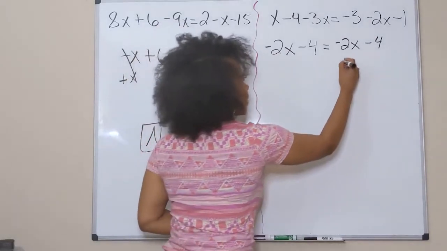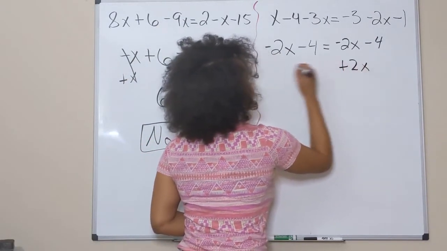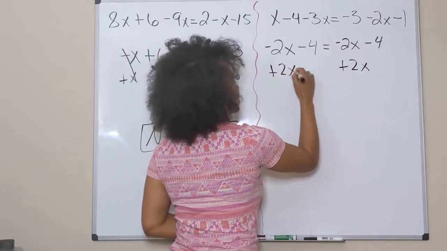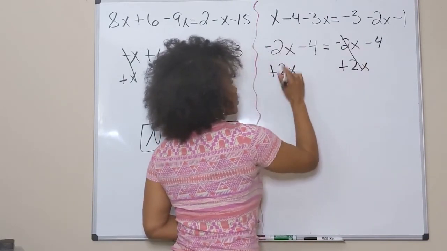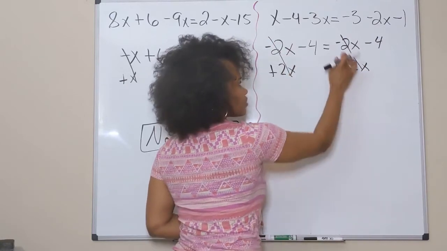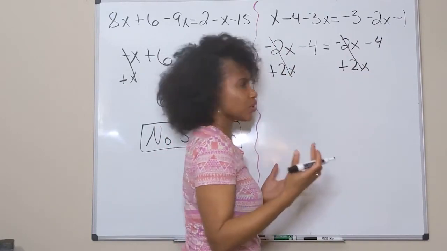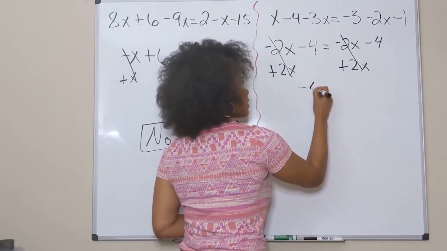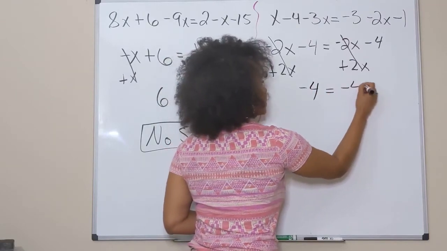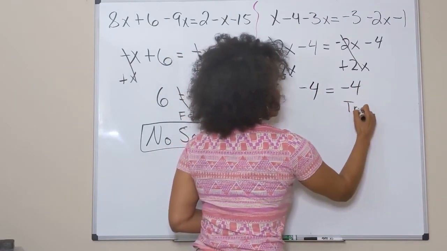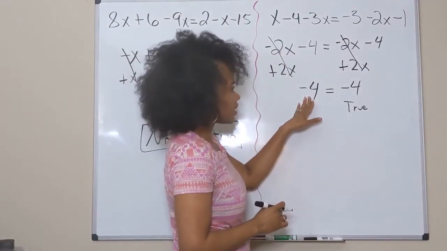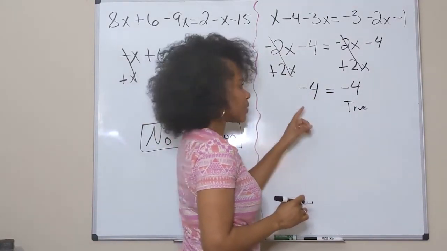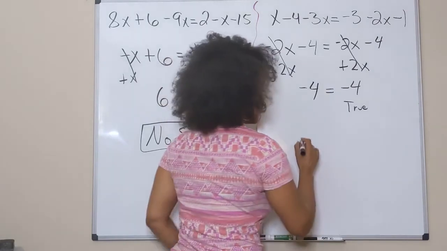I'm going to combine my like terms. Combine my x's. And again, negative 2 plus 2 cancels out. I get 0. So my variable cancels out again, but I'm left with a true statement. Negative 4 does equal negative 4. So my answer is all real numbers.